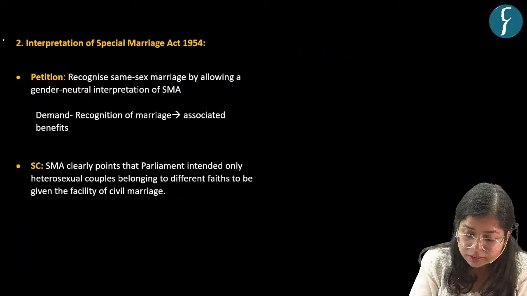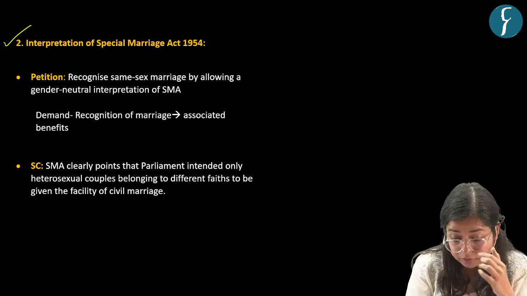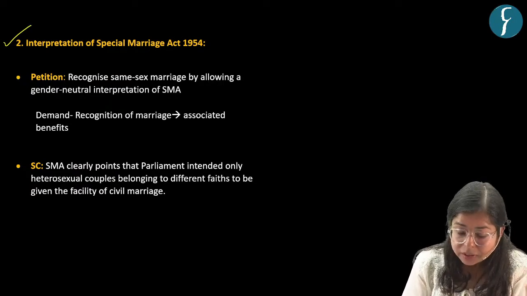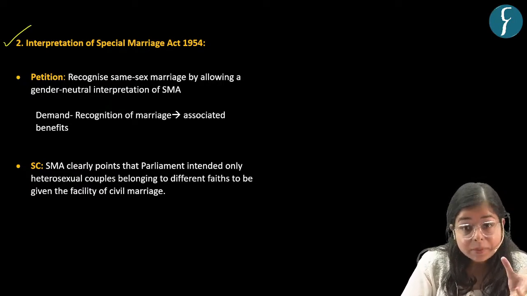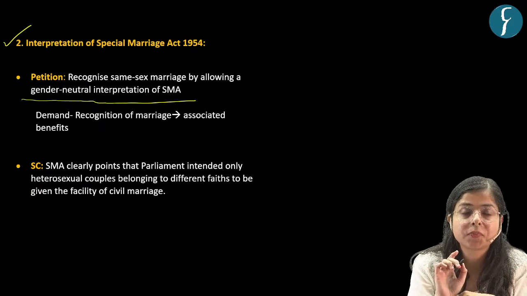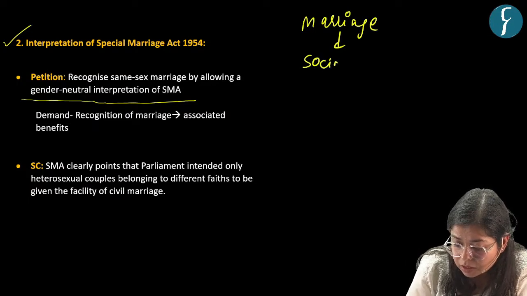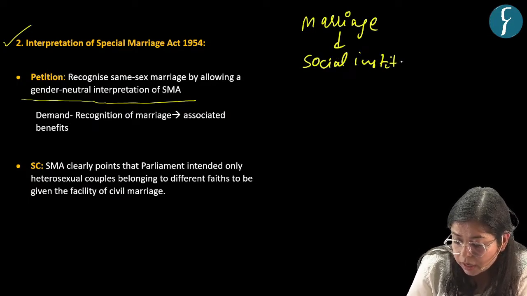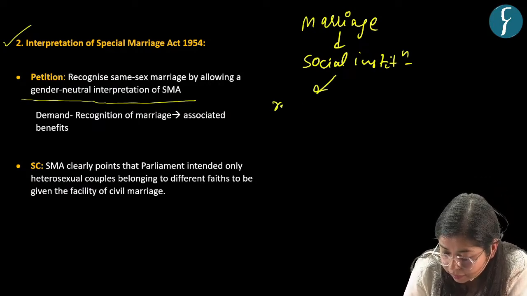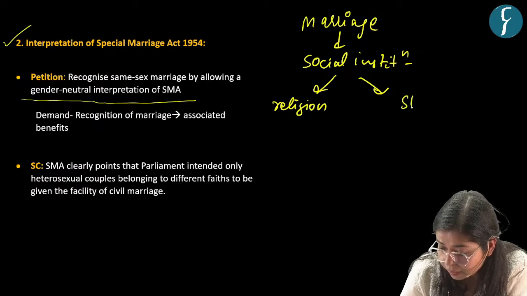And further, moving towards the second question, that was regarding the interpretation of the Special Marriage Act of 1954. Okay. Now the petitioners wanted to recognize same-sex marriage by allowing a gender-neutral interpretation of the Special Marriage Act. Okay. Before this, let's understand what a marriage is. Okay. So marriage is a social institution. Okay. And marriage is a social institution which is given sanctity either by religion, say there are personal laws for it, or marriage as an institution is given sanctity by the state.